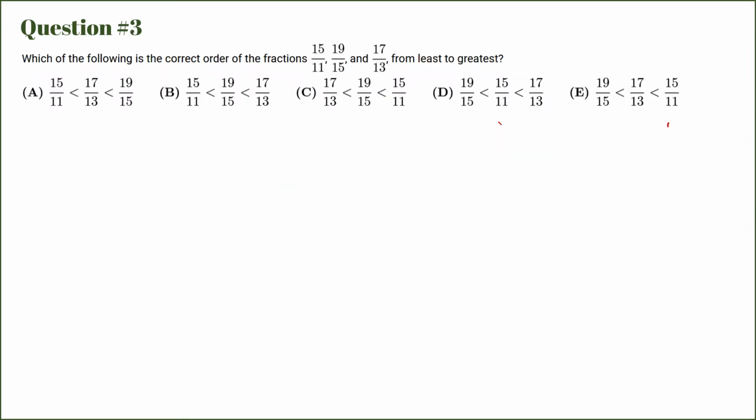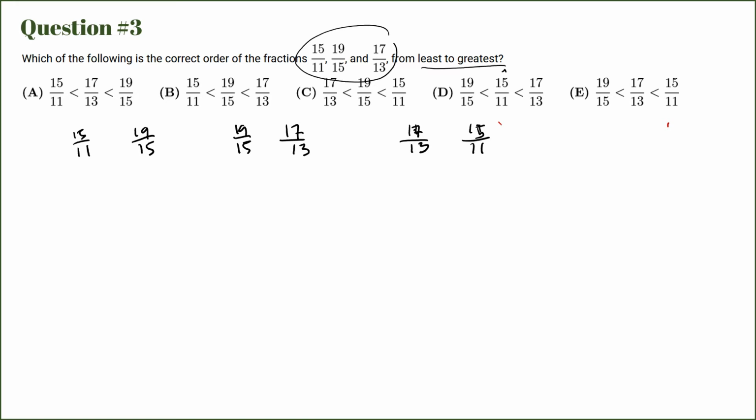Question 3 states, which of the following is the correct order of the fractions from least to greatest? Okay, so to solve this, all we have to do is compare the fractions to each other. So let's compare 15 over 11 to 19 over 15, 19 over 15 to 17 over 13, and 17 over 13 to 15 over 11. Okay, so for the first one, let's multiply both the numerator and the denominator by 15, and over here by 11 to create a common denominator.